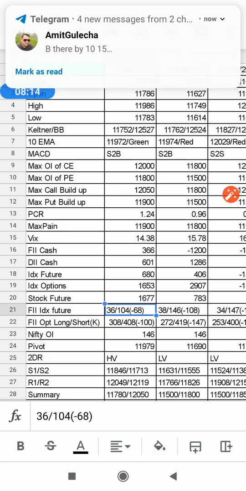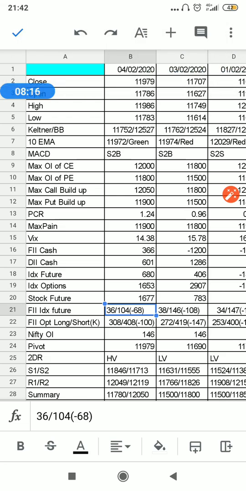Okay, so they have reduced their position. Similarly, FI long short through the option, they were short 147,000 contracts. Now they are short by 100,000 contracts. So again the intensity of the short position is reduced, but still there are shorts in the market.